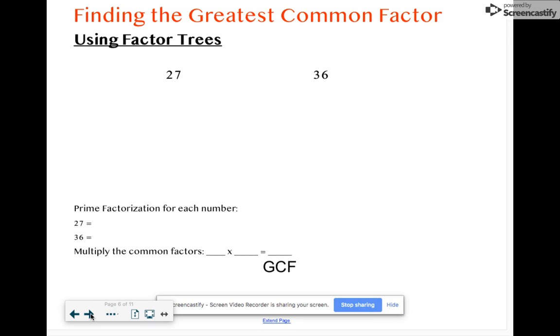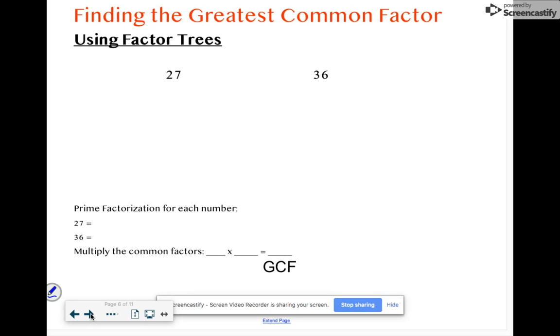Again, I'm going to go through the example. You can watch it and then pause the video to write down the example. So if I have 27 and 36, I need to find the greatest common factor of both those numbers. So I would start with finding the prime factorization.